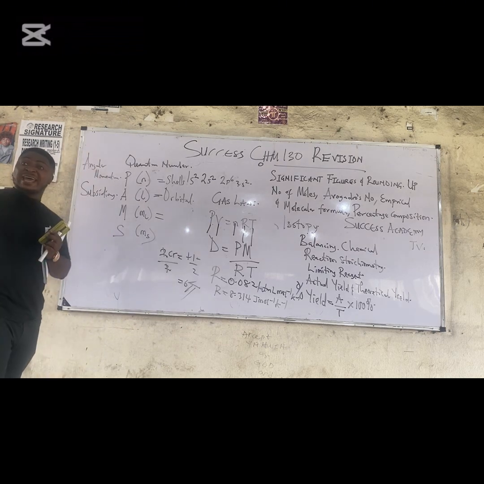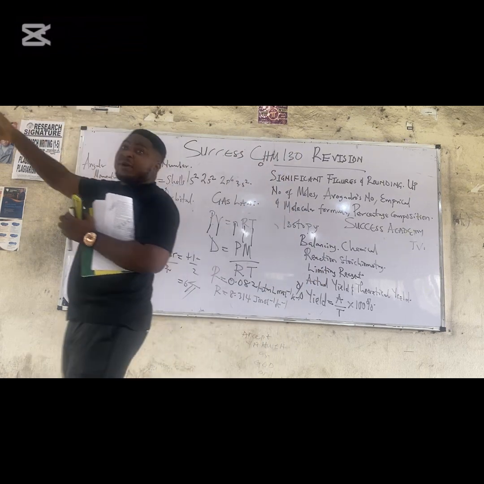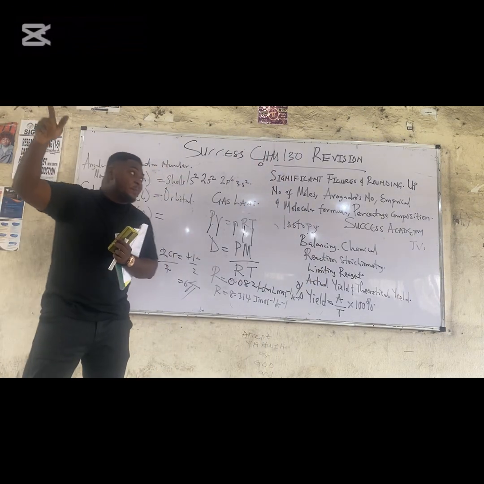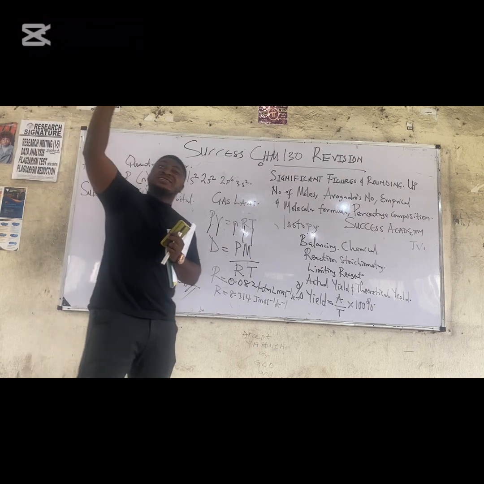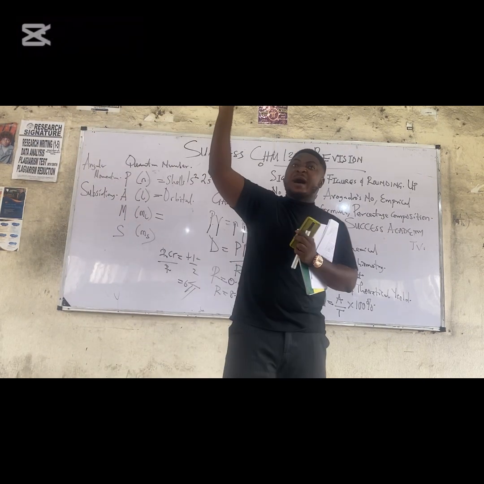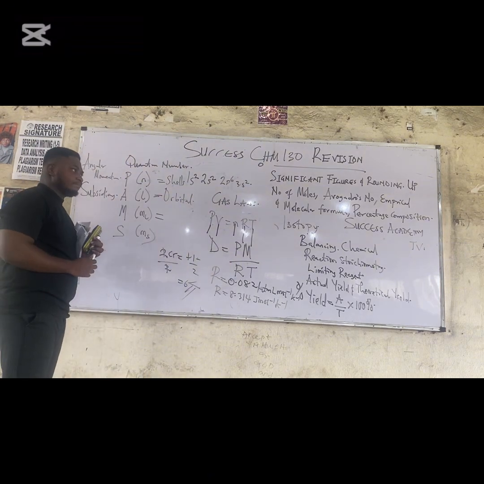Azimuthal gives us S, the sharp, spherical shape. P, the principal shape. We have D, the diffuse, and F, the fundamental. We have S, P, D, F. S stands for sharp, P is principal, D is diffuse, F is fundamental.